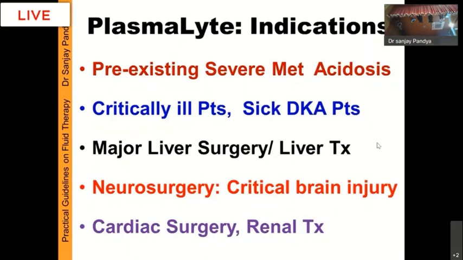So from today onwards, should we start using plasma-lyte, Kabilite, instead of Ringer's lactate? Answer is no. Answer is absolutely no.